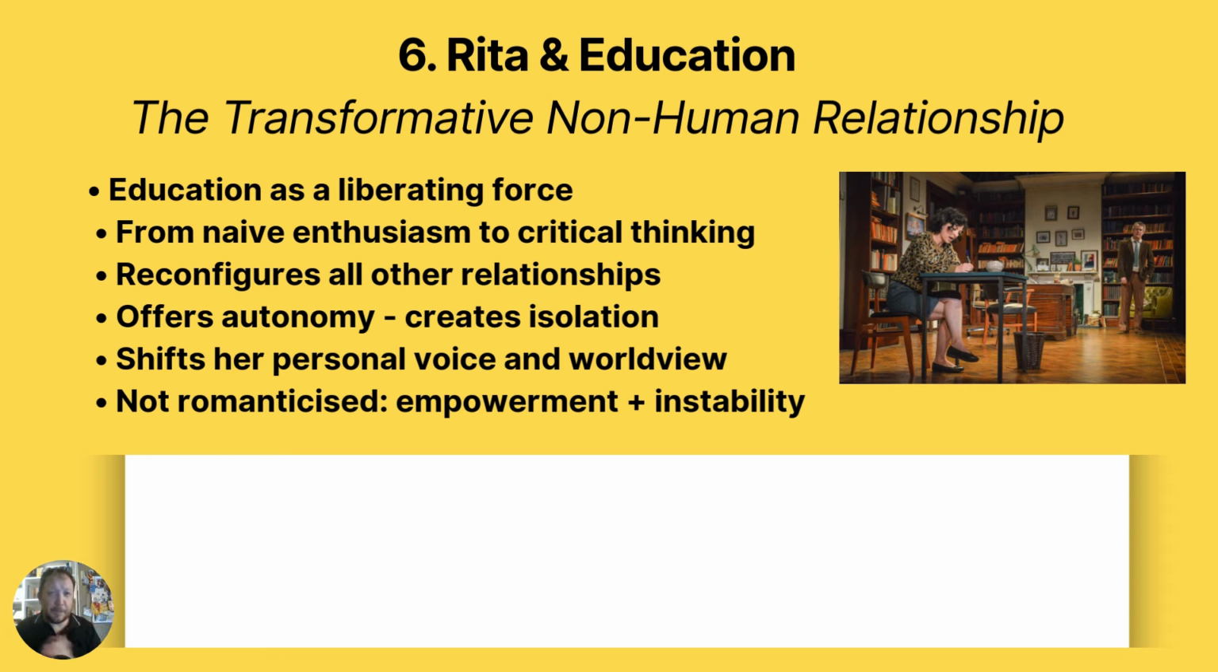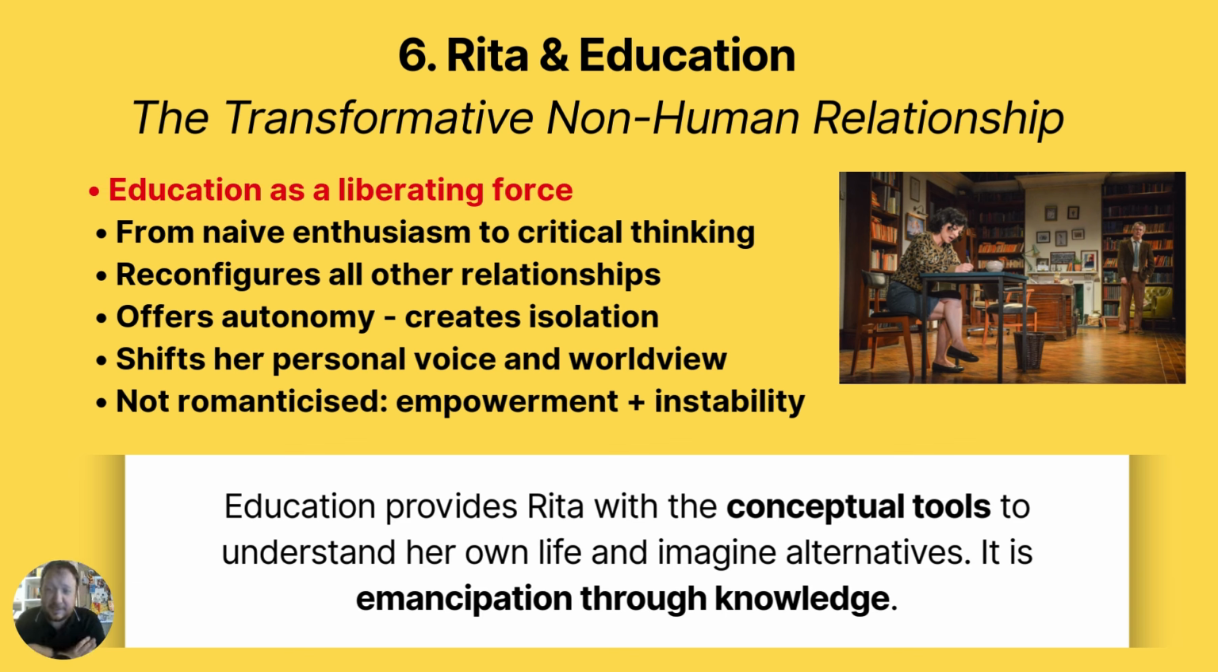Okay, final relationship. We'll look at some symbols and then we'll bring it to a close. Well done if you're still with me. So, Rita and education. This is the only relationship which is non-human, or the only transformative non-human relationship potentially. It might be that you write a paragraph about this if this is the case.